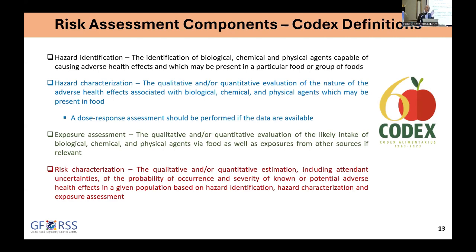So what I need to just actually focus on here is the hazard aspect, both the hazard identification and the hazard characterization. By the way, what do I mean by hazard characterization? You have a full definition there. The hazard characterization is really the estimation of the potential impact of the hazard on human health.